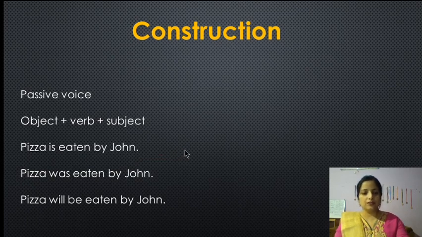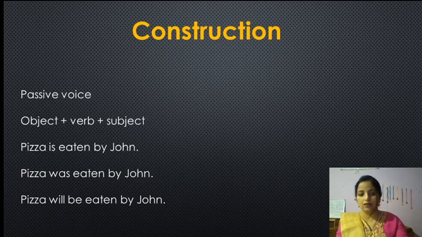So the first slide, the first sentence said, John eats pizza. In passive voice, we say, pizza is eaten by John. In the first slide, suppose the sentence was saying that John ate pizza, past tense. Pizza was eaten by John. Suppose in the first slide there was future tense saying that John will eat pizza. In the passive voice, the construction will change to pizza will be eaten by John.